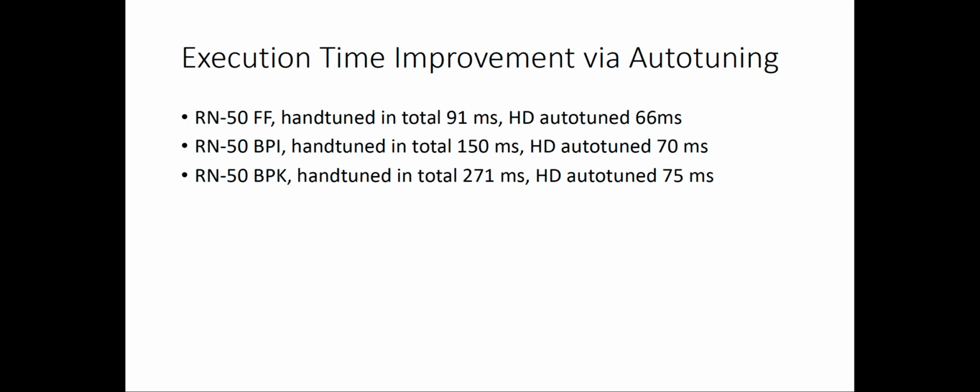And then for BPI, that's the backpropagation inference stage, the hand-tuned gives us 150 microseconds, while the automatic code generates it in 70 microseconds. And for the backpropagation kernel, we beat the hand-tuned kernels by almost 3x. So that's a very impressive and very huge improvement compared to hand-tuned code. Not only that, it saves a lot on the human effort and saves the engineering cost. So I think this is all I have for today.